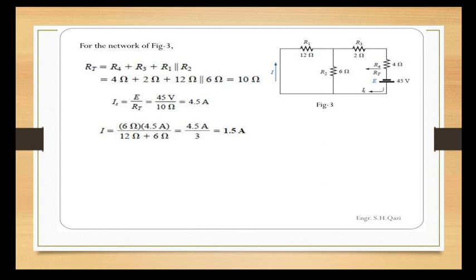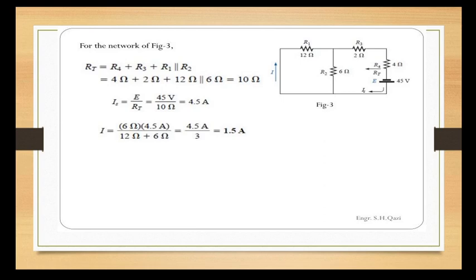Voltage across this is current into resistance. So the current we got is 4.5 ampere into 6 ohm divided by the total resistance in the circuit, which is 12 plus 6. So again you get the answer as 1.5 ampere. So what does it mean? Even though we have changed the EMF and current in any branch, there is no change in the current, isn't it?